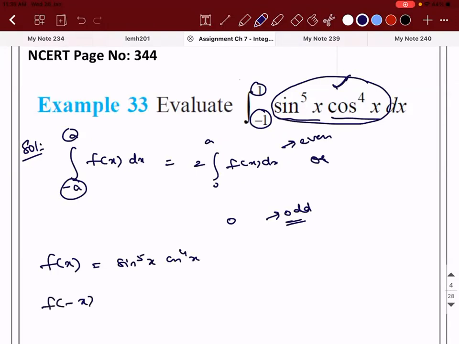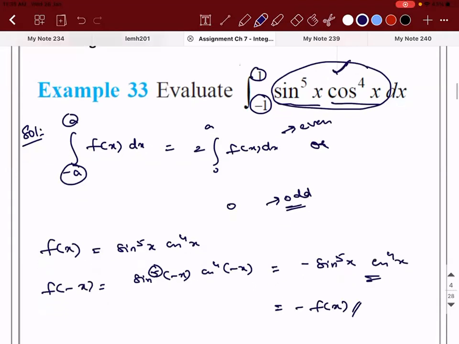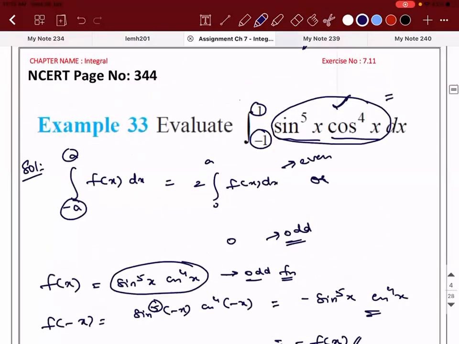So f of minus x will be equal to sine power 5 of minus x into cos power 4 of minus x. Sine is an odd function, so minus sine power 5x, because the power is also odd, into cos power 4x. So this will be minus f of x. So f of minus x in this case is going to give you minus f of x. So what can we conclude? This whole thing is an odd function. So what is going to be the answer? 0. We need not even solve this. It's a 0.